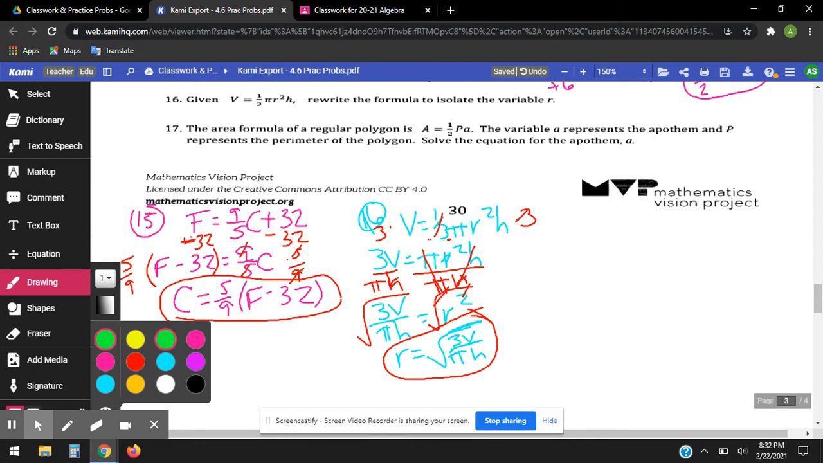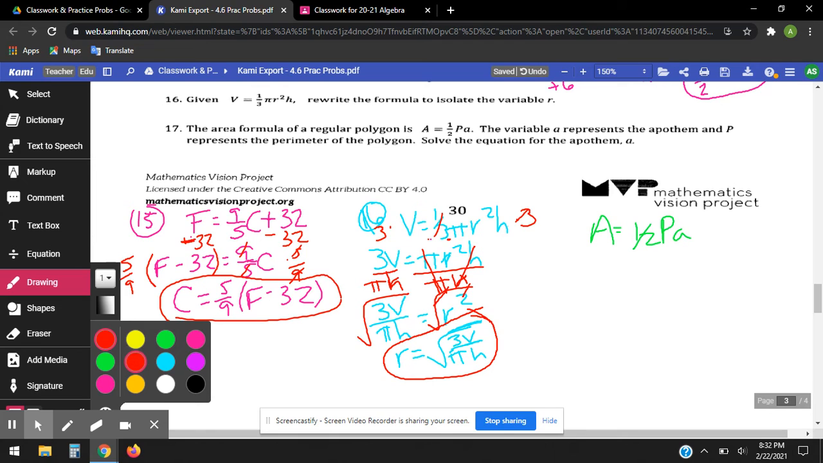All right, 17. This is a long one. The area formula for a regular polygon is A equals 1/2 P times little a. The variable little a represents the apothem and P represents the perimeter of the polygon. So solve the equation for A.